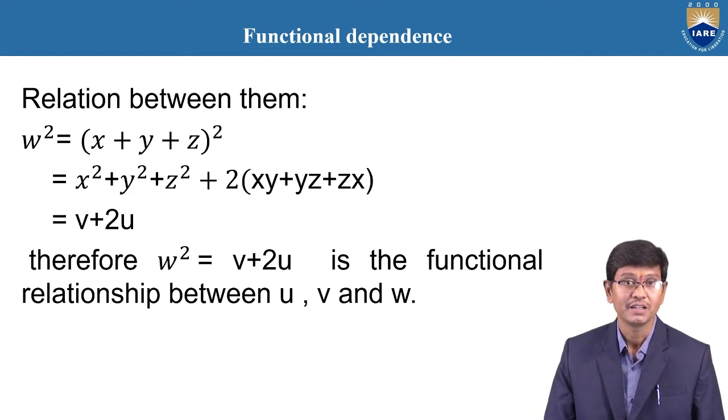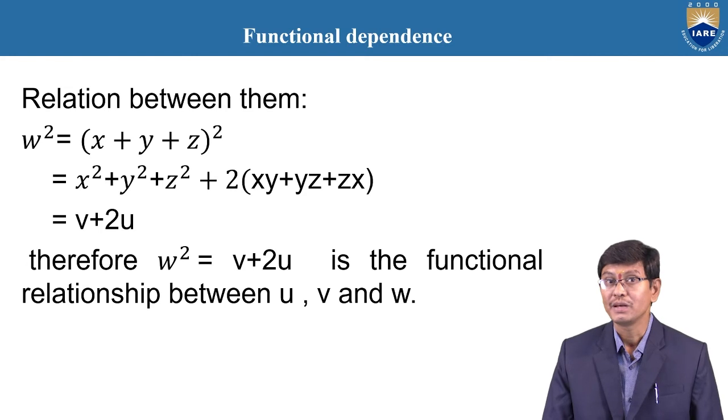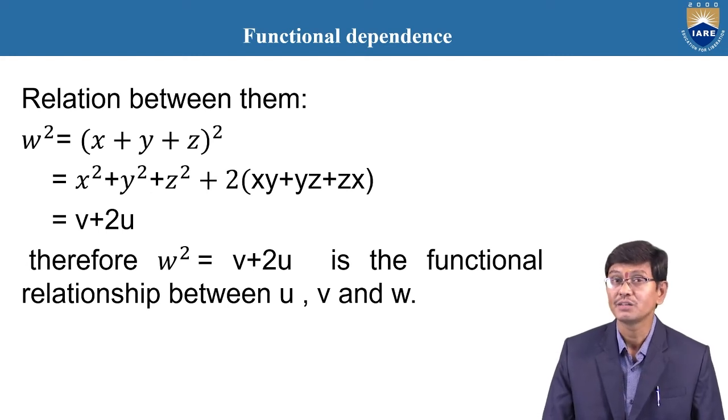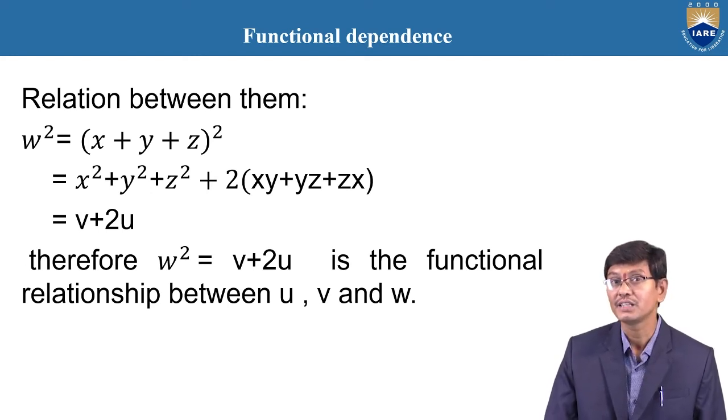which is the relation between u, v, w. Here the given dependent variables are functionally dependent, and only then does a relation exist. For example, if in a problem the Jacobian determinant is not equal to 0, then a relation is not possible.